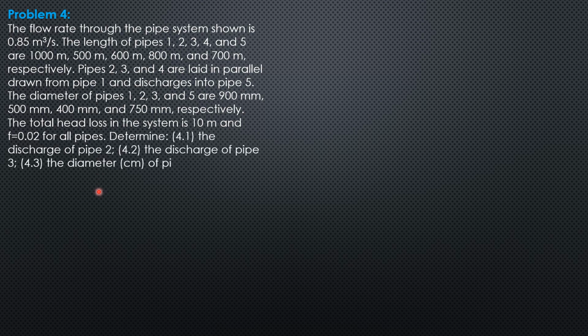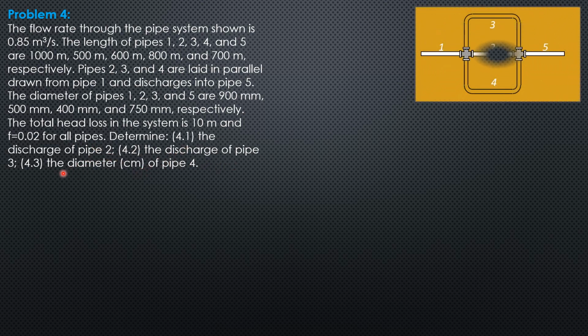The diameters of pipes 1, 2, 3, and 5 are 900 mm, 500 mm, 400 mm, and 750 mm respectively. So the diameter of pipe 4 is unknown. The total head loss in the system is 10 meters and the friction factor is 0.02 for all pipes. Determine the discharge of pipe 2, the discharge of pipe 3, and the diameter in cm of pipe 4.